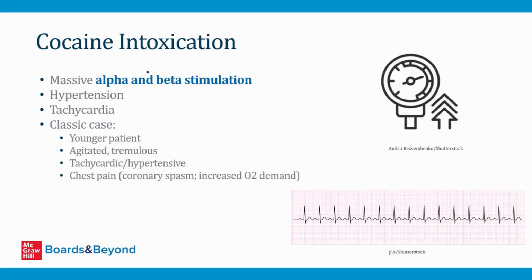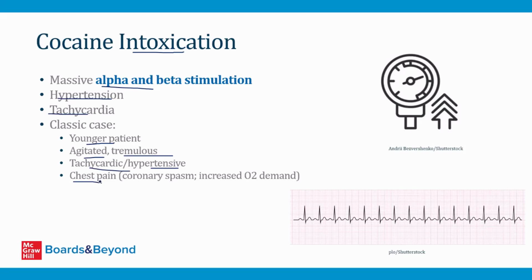So when a person uses cocaine as a drug of abuse, they will develop cocaine intoxication, and this presents clinically as massive alpha and beta receptor stimulation. So patients will come in with hypertension and also tachycardia. Sort of the classic case, at least in terms of a board question for a person with cocaine intoxication, is a younger patient who may have been out at a party, who's agitated and tremulous, they're tachycardic and hypertensive, and they also can develop chest pain.